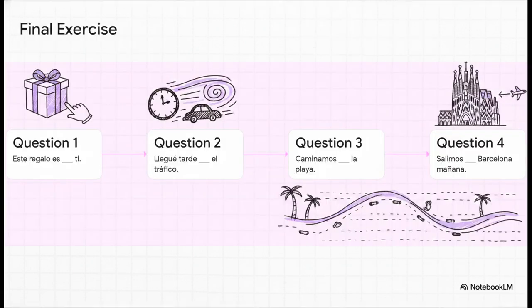All right, let's actually put this into practice. I highly encourage you to pause the explainer right now and try to solve these 4 fill-in-the-blank questions using the new rules we just talked about. Go ahead, I'll wait.